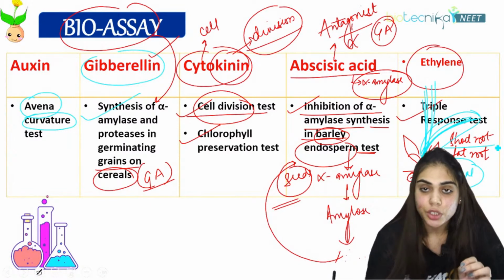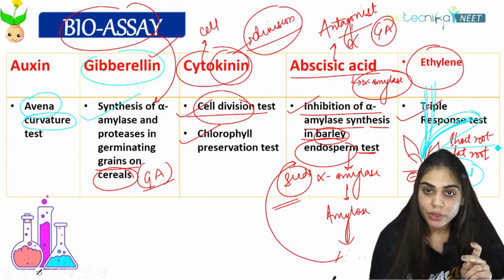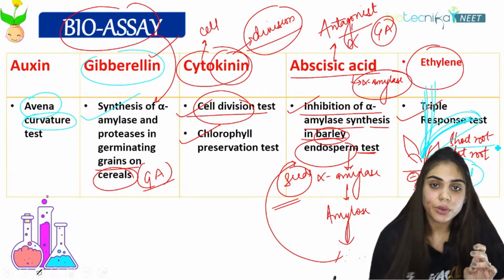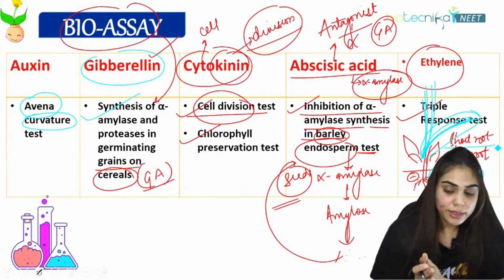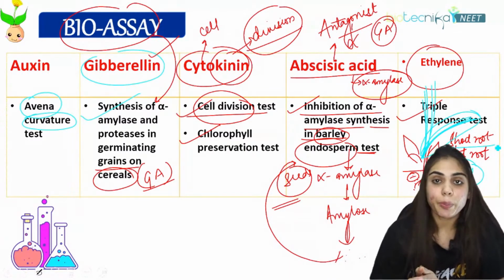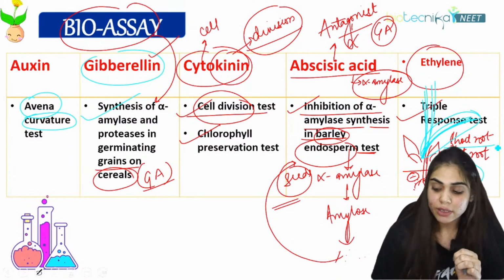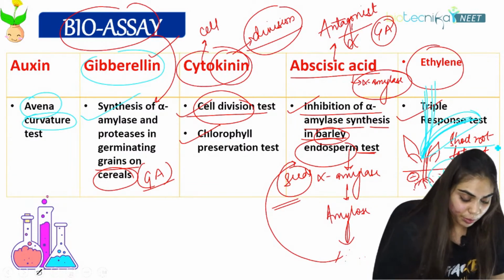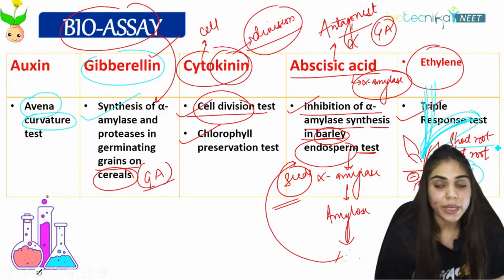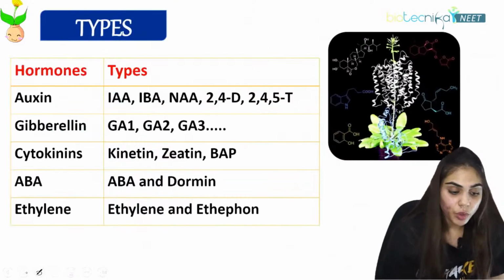It will cause the formation of short roots. That root will be fat, and only lateral or sideways growth you will be seeing. This is what is called the triple response. Three responses you are seeing when you are providing ethylene to the growth media. This is the bioassay for the ethylene hormone.